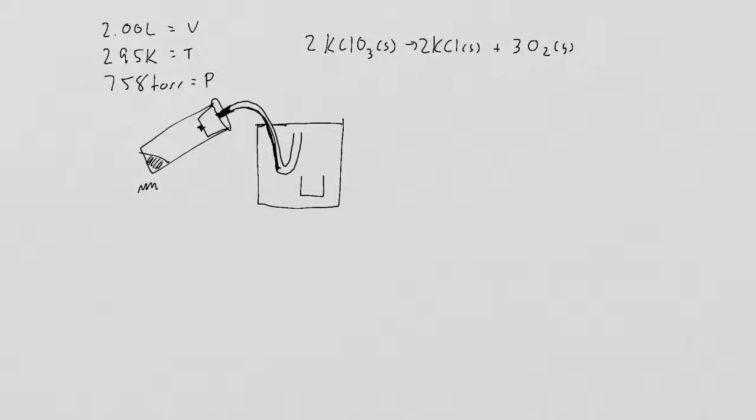This video is on gas stoichiometry, and specifically gas stoichiometry in which a gas is being collected over water, which is a common way of trapping a gas. The process is very simple. For example, if you were to heat KClO3, which is potassium chlorate, it will decompose into solid KCl and oxygen gas. And what you can do is trap that gas.